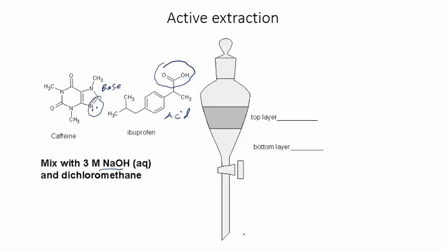Now let's see where the water phase is. Dichloromethane has two chlorines, so it's going to be more dense than water. It's going to be on the bottom. CH2Cl2, and the bottom layer would be caffeine. Notice the caffeine will not react with NaOH because NaOH is a base, caffeine is a base. NaOH will react with the acid, so the top layer would be the aqueous water phase, that's ibuprofen. Sorry.